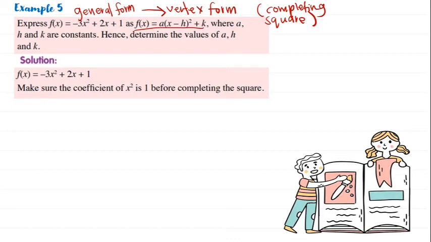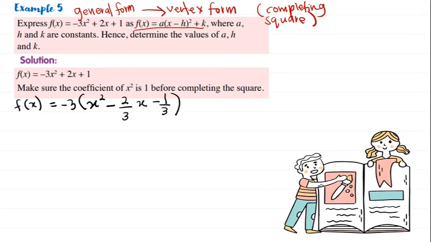So here I write the solution. f(x) is equal to negative 3 outside the bracket, so it becomes x squared, plus negative 2 over 3 x, plus 1, so negative 1 over 3. Take out the negative 3 outside, factorize negative 3. And then in the quadratic expression here, the coefficient is already 1.